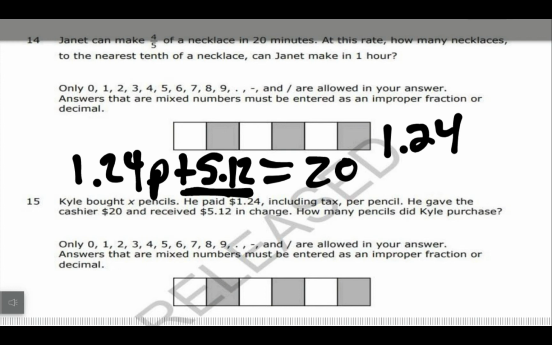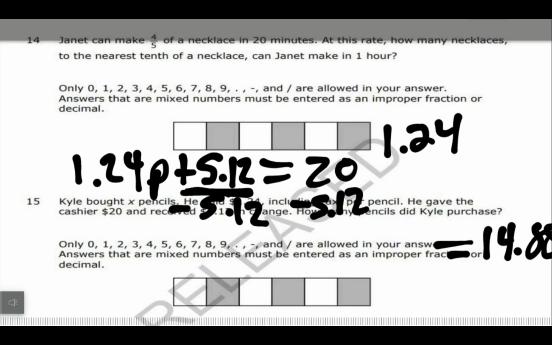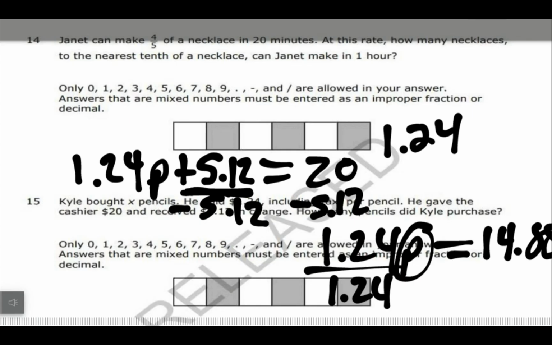All right, so to solve for this, I would subtract 5.12 from 20, and that would give you 14.88, and then equals 1.24p, and then I can divide by 1.24 because I want p all by itself. I want to see how many pencils I have, so that would be 12.